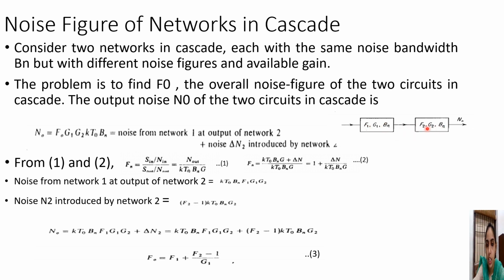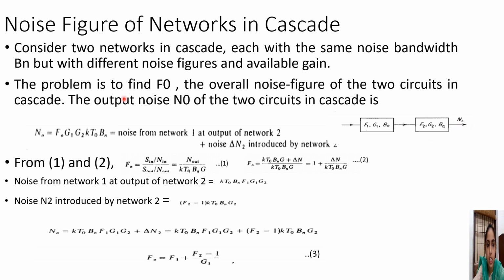It is having different gains G1, G2. So the overall gain will be G1 into G2, multiplication of the gains. And here the noise bandwidth is the same, but the noise figures, that is F1 and F2, are different. So what will be the expression for the overall noise N naught coming from this cascade network? It will be the noise produced by network 1 at the output of network 2, and the additional noise introduced by network 2. That will be the overall noise.